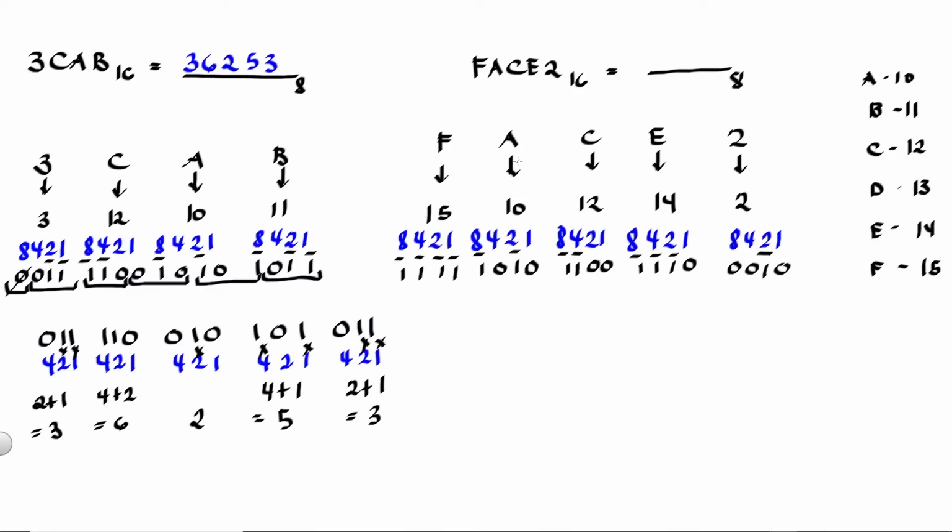So FACE2 in hex is equal to 1111, 1010, 1100, 1110, 0010 in binary. The next thing we do is regroup these binary numbers into 3 since we're solving for octal. So for our first group, we have 1, 2, 3, another 1, 2, 3, and another 3 digits, okay? 3 digits per group.